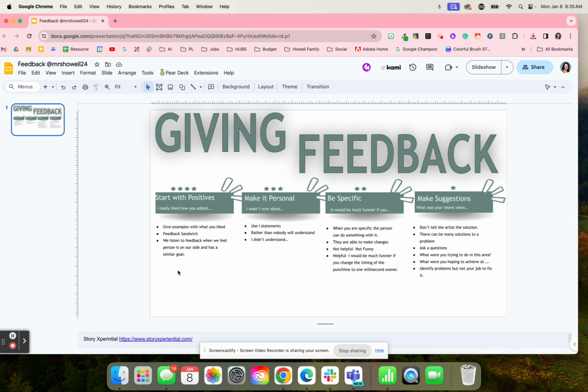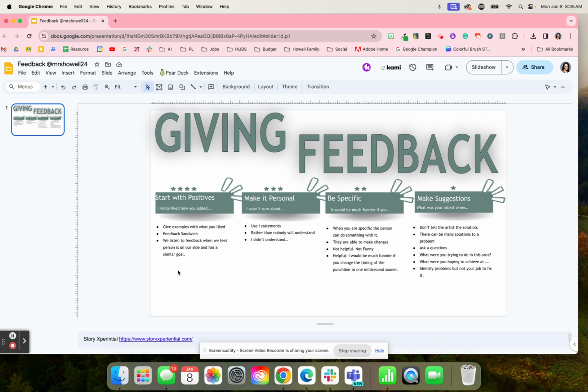You also want to make sure that you feel like you're on their side. You want to make sure that you have a similar goal, because again, we listen to people that view something the same way that we do. So we want to provide positive feedback, really starting with those positives of what you really loved about their project and using those examples from their project.